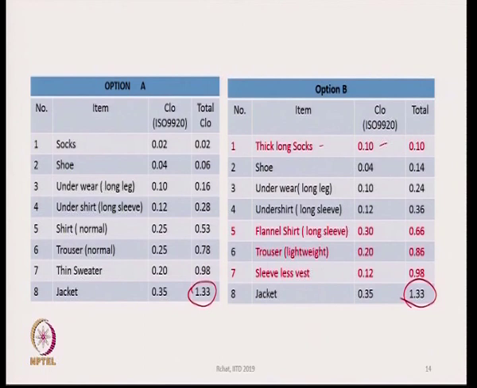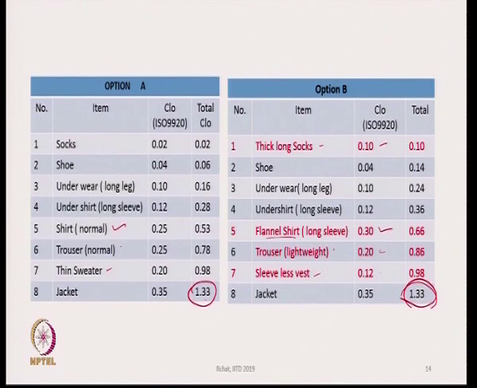In the option B table, wherever it is red colored, these items have been changed. Earlier it was a normal shirt, we have replaced it by a flannel shirt with a higher clo value. Then trouser, it was normal, now we have gone for a lightweight trouser, clo value a little less than the previous one. That was a thin sweater, this time a sleeveless vest, 0.12, a little less in terms of clo value. Jacket remains the same, sum total is again 1.33, here also 1.33, option A, option B, that could be option C also. So, there are various possibilities, and if these items are chosen so that you arrive at the final figure, then we say this is how the ensemble can be designed.